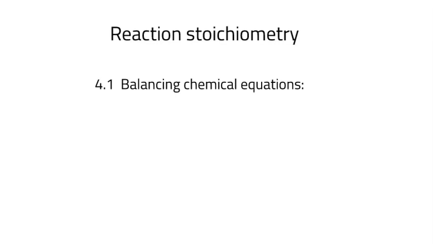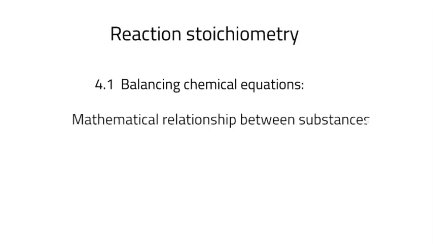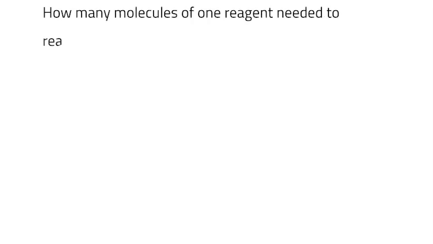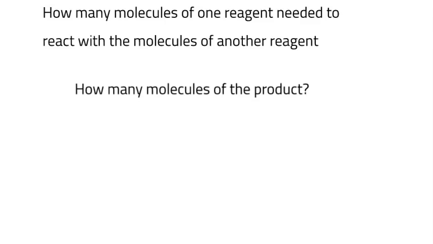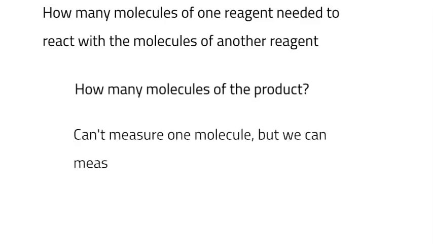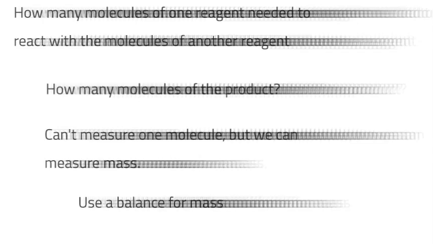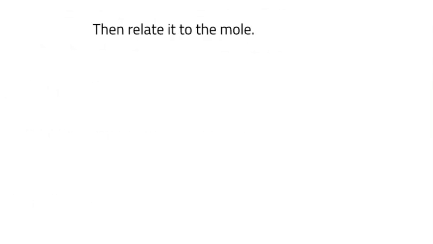This is important because we want to find the mathematical relationship between substances that are also called compounds or reagents. How many molecules of one reagent is needed to react with the molecules of another reagent to form the product, and how many molecules we can make of the product? We can't easily measure one molecule, but we can measure the mass of substances with a balance and then relate it to the mole. The mole of each reagent can then be related.